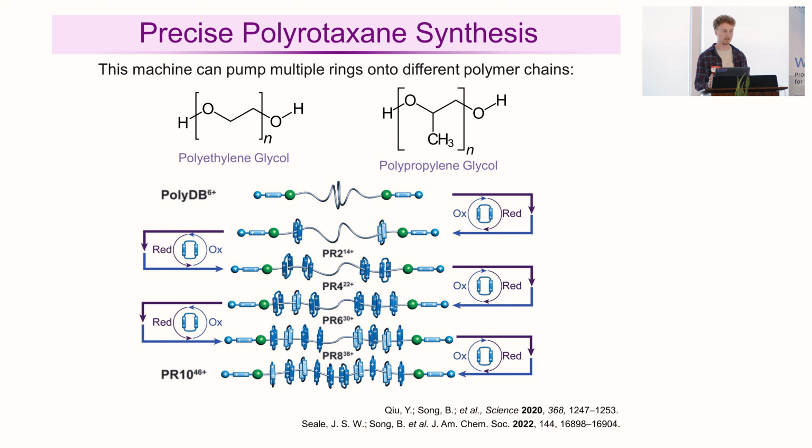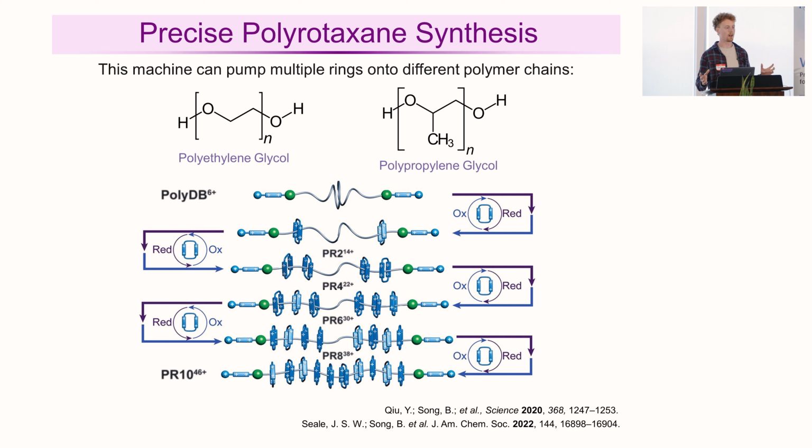And we've applied these molecular pumps to the formation of polyrotaxanes. Polyrotaxanes are just polymer threads on which you have threaded multiple different rings, like the beads on a necklace. This was done originally by our group for polyethylene glycol polymer chains. That was reported by Yunyan Cho of our group in 2020. And then I did a follow-up work that was reported last year, doing something similar with polypropylene glycol, a more bulky and hydrophobic polymer chain.